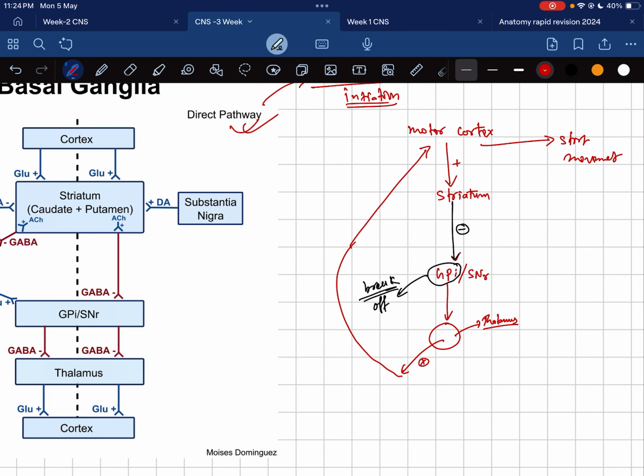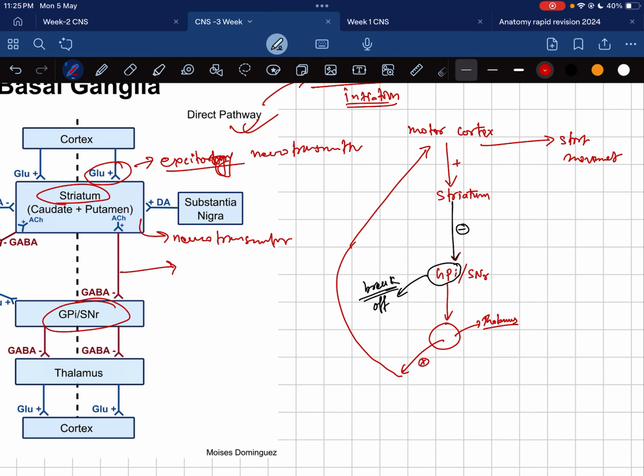The cortex releases glutamate, an excitatory neurotransmitter, which stimulates the striatum. There are the caudate and the putamen, and the caudate and putamen secrete acetylcholine, a local neurotransmitter, and when that stimulates this nerve, this is the GABAergic neuron which inhibits the globus pallidus internus and substantia nigra reticulata.